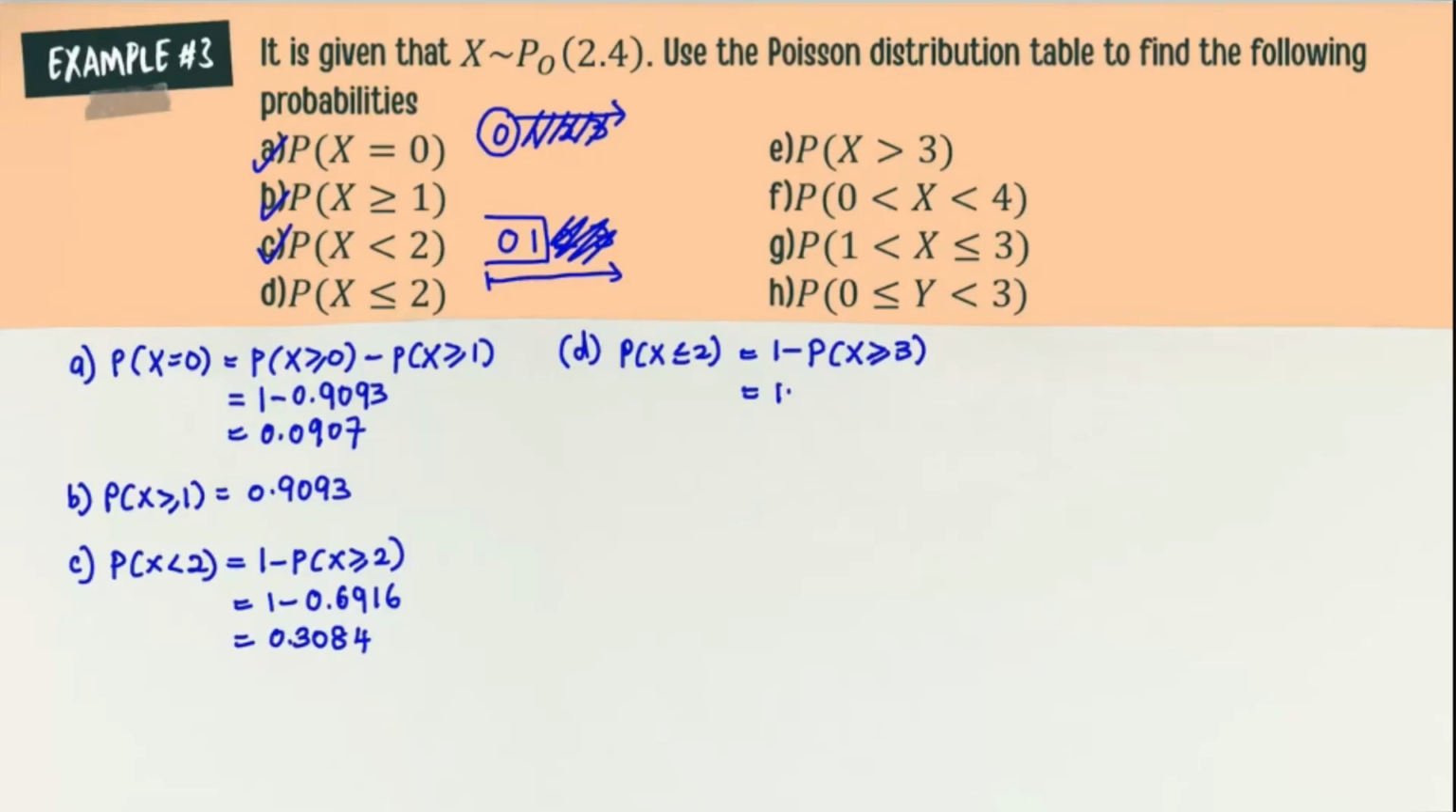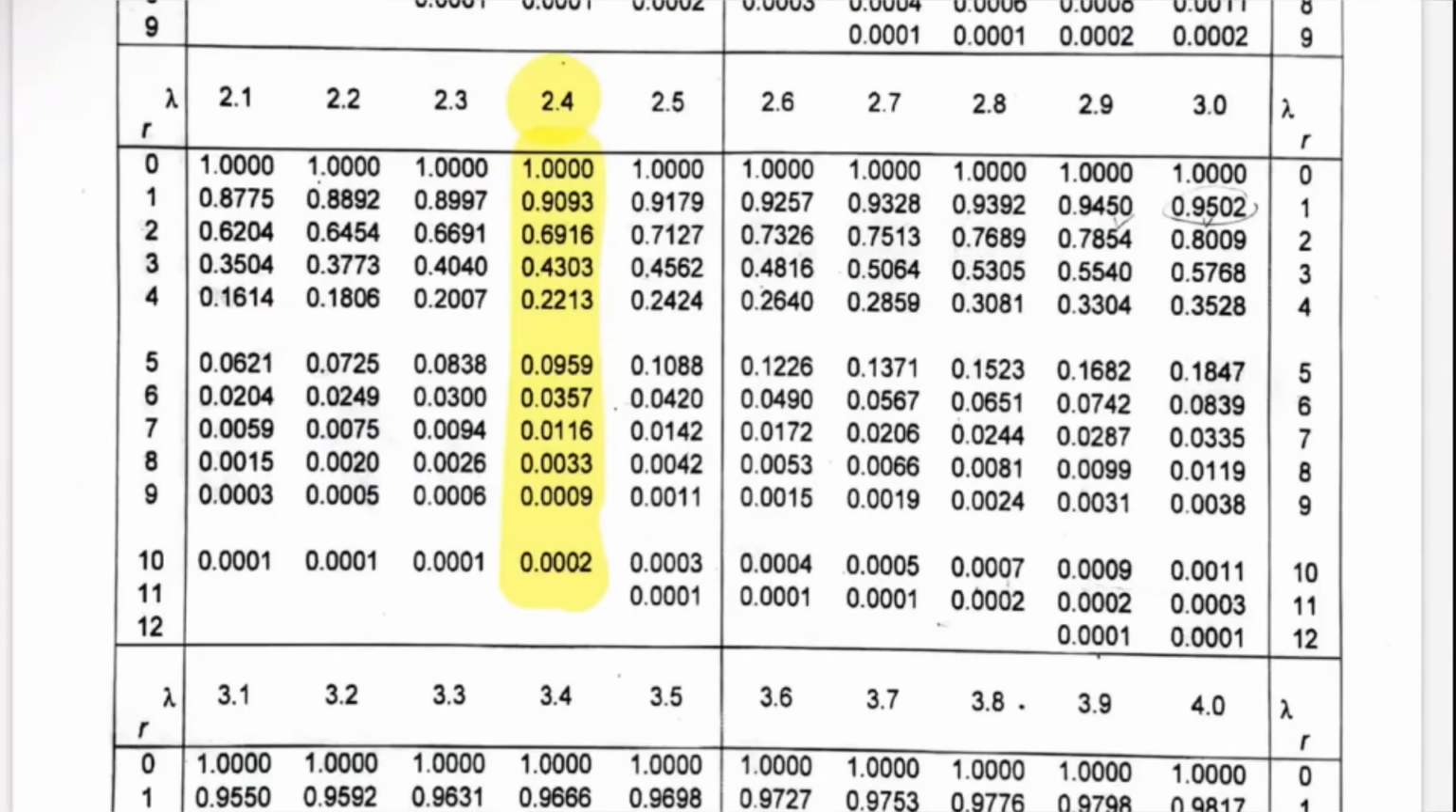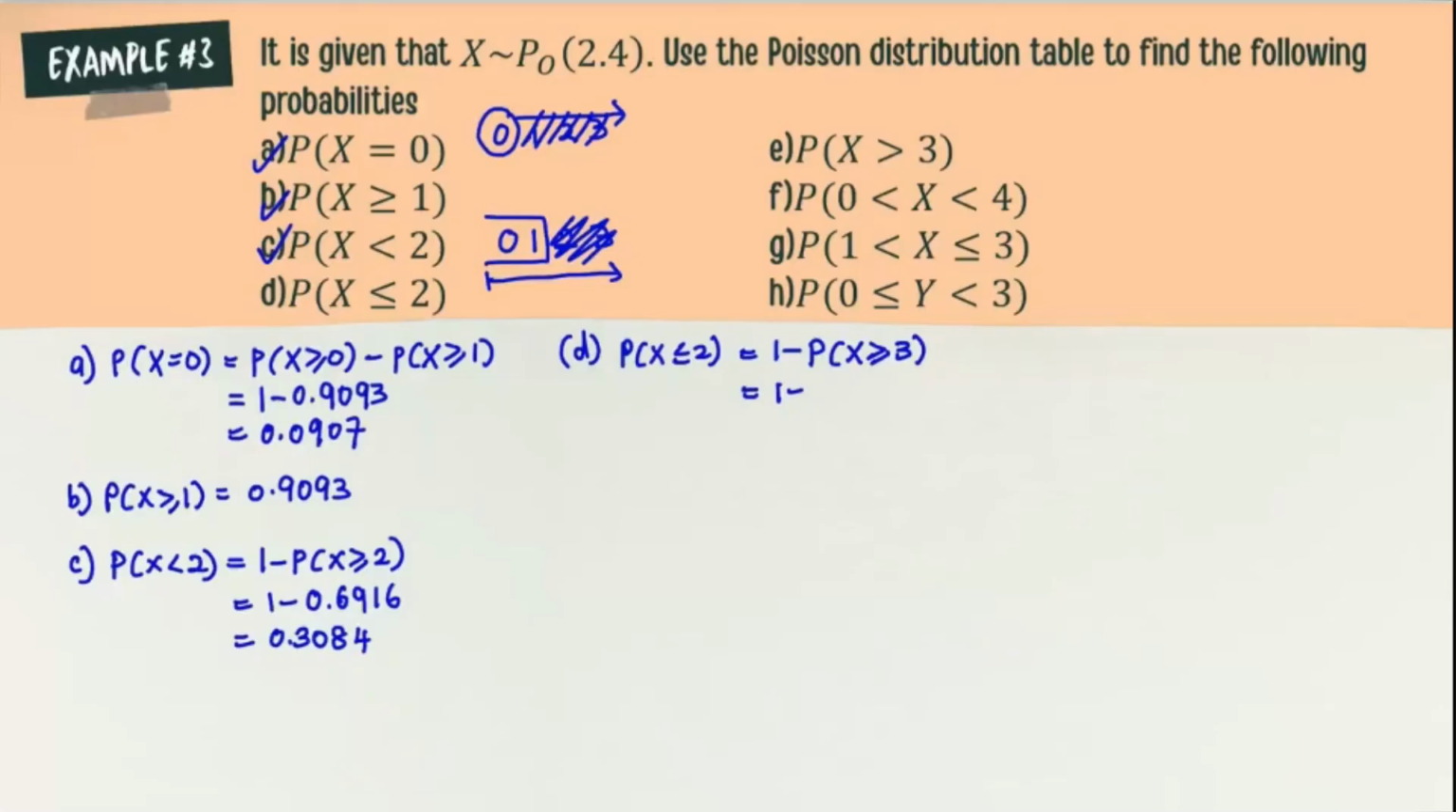So 1 minus, okay, 3 pula berapa? Sini 3, so 0.4303. So I get 0.5697. Do we get the same answer? Yes. Okay. Now D settled.